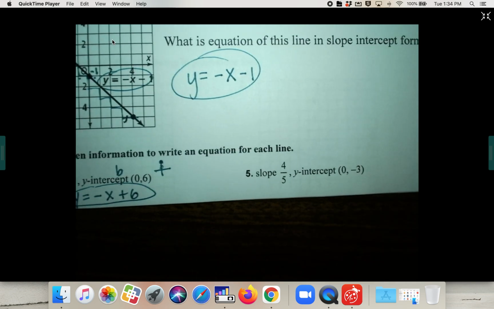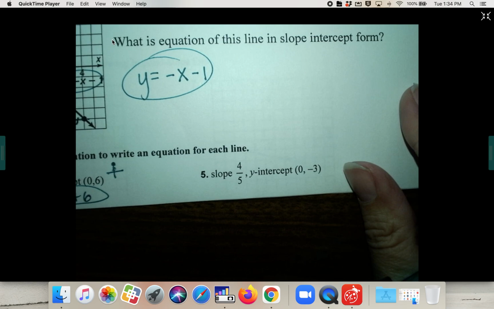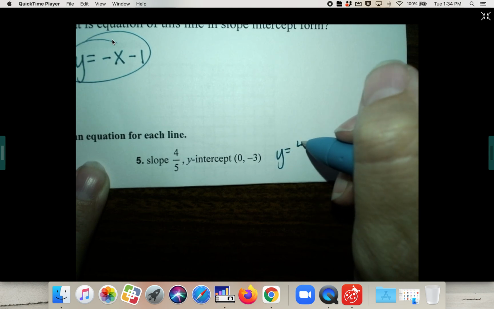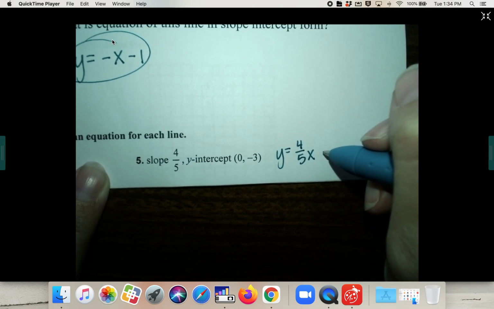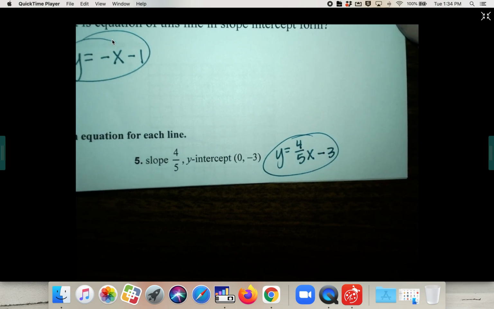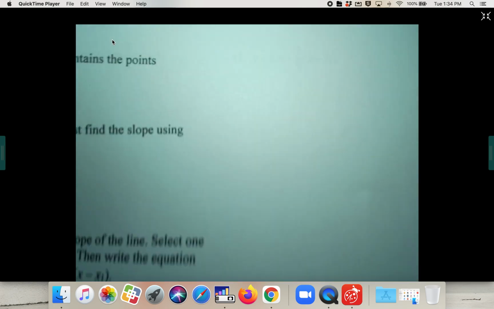All right. Try 5 on your own. It would be y equals 4/5 x minus 3 because it's a -3 y-intercept. All right, let's look at the next page.